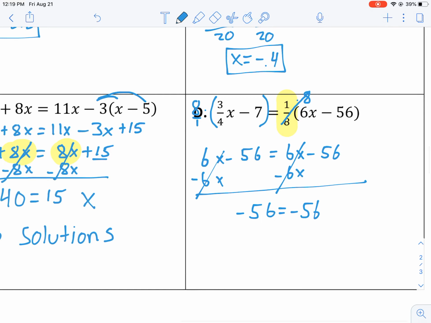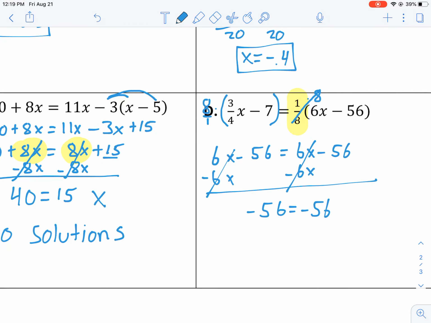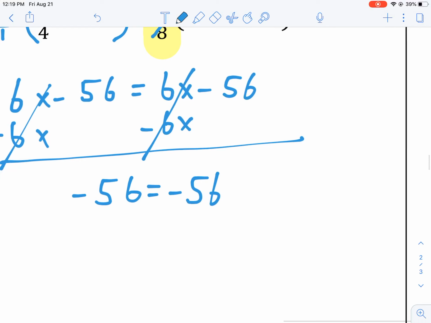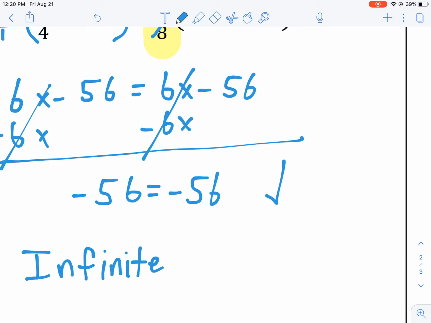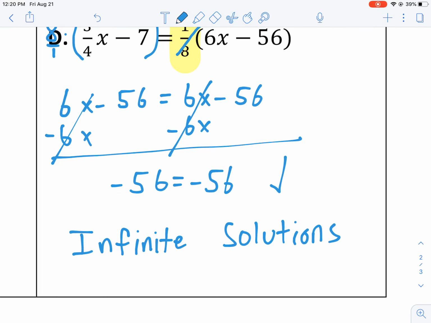So this is different than part C. Part C, we got two different numbers. Here we get the same numbers. All right, this is true. So here we'd say there are infinite solutions. All right. It doesn't matter what you plug in. For every number you plug in, you're going to get both sides the same. So there are infinite solutions.